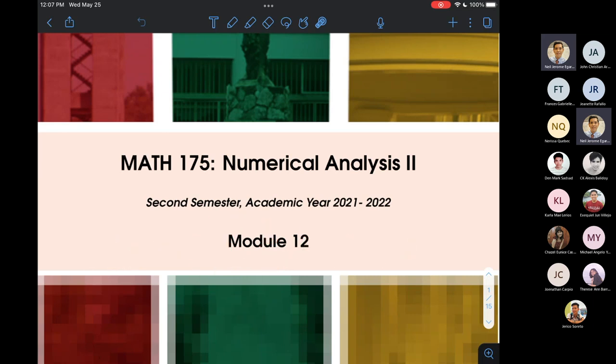Okay, but there are some methods that will require us to use estimates from two previous time steps or more previous time steps to get yung approximate para sa w sub i plus 1. Ito yung mga tinatawag natin na multi-step methods. They are still time marching algorithms, so we start at time t0, t1, t2, t3, t4, until tn.